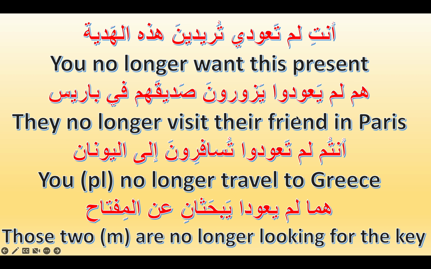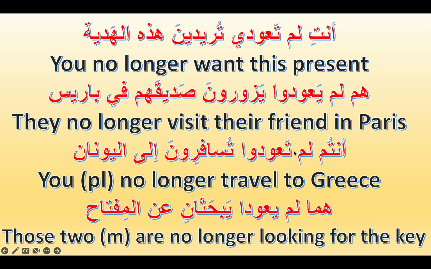They no longer visit their friend in Paris. هم لم يعودوا يزورون صديقهم في باريس. Paris, Paris, because in Arabic we don't have a P sound. Now notice that it's صديقهم, because the noun صديق is the object of the verb zara, yazuru. And so the object of the verb is in the mansub, or the accusative case. And this means that it takes a fatha.